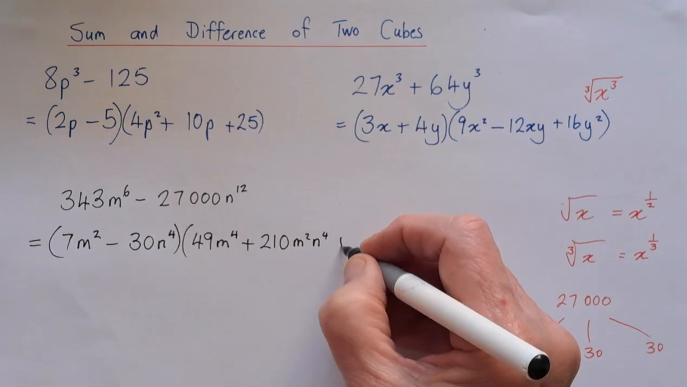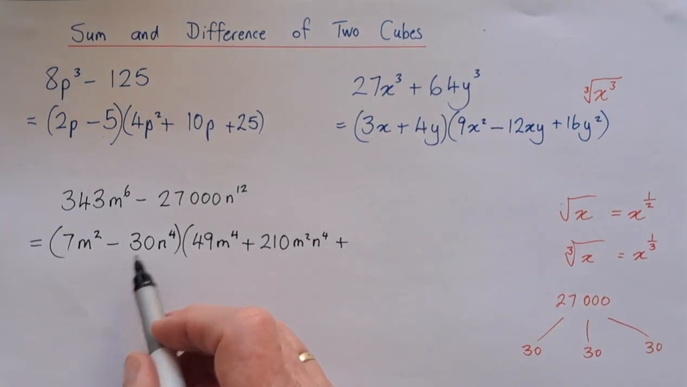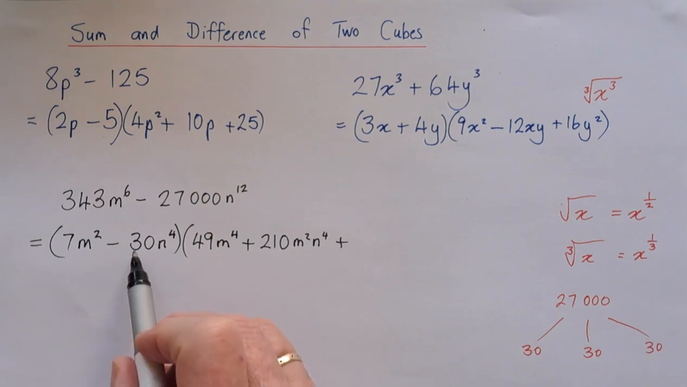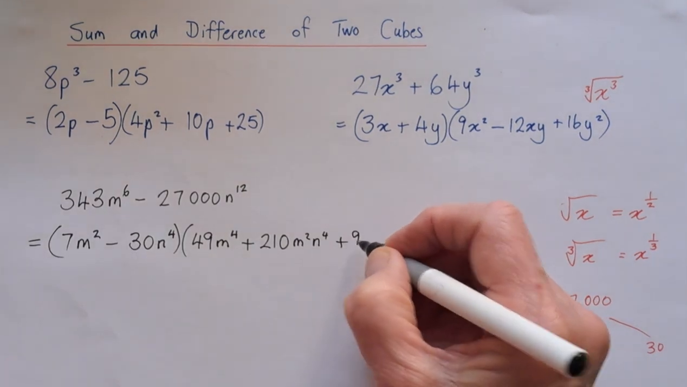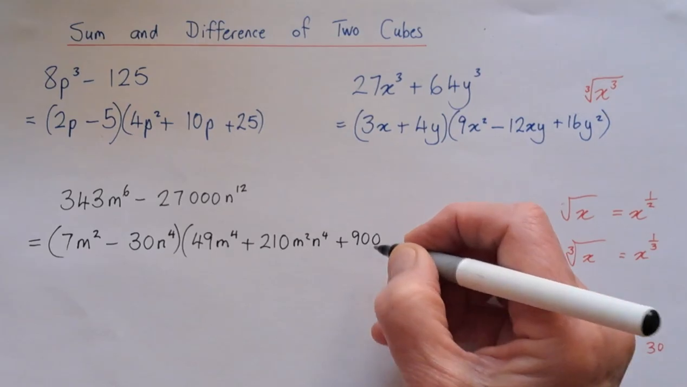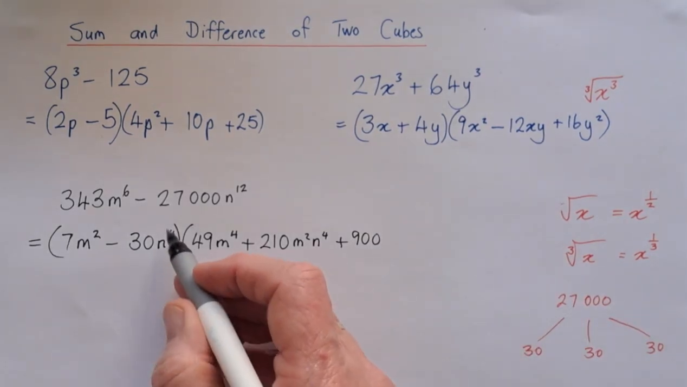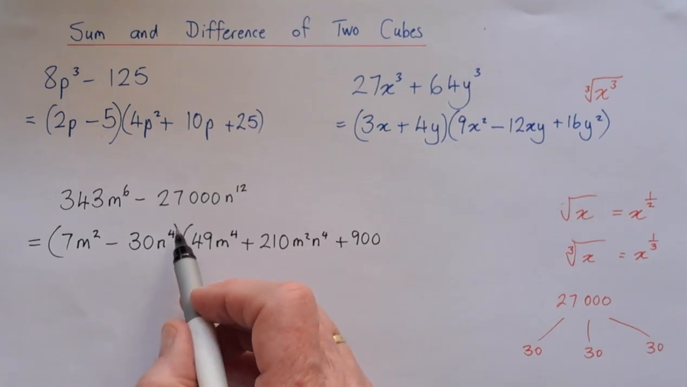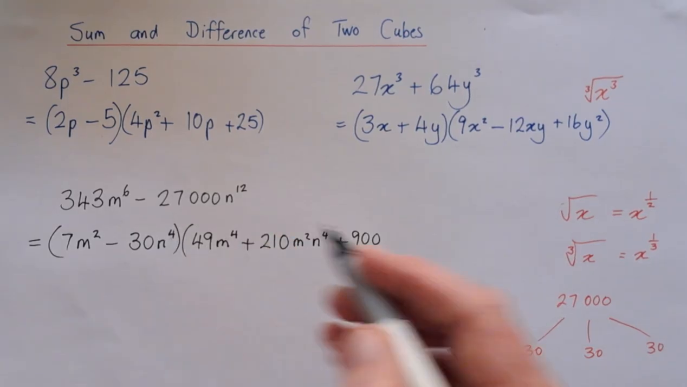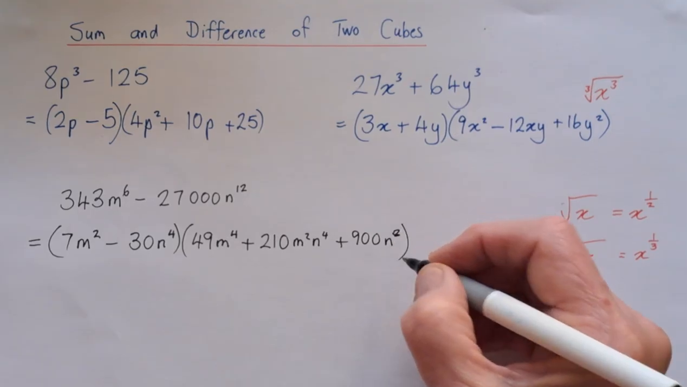The last term is always positive because we're squaring. So 30 squared, again, I'm going to say 3 times 3 is 9. And one of the 30s has a 0, and the other 30 also has a 0. And then n to the power of 4 raised to the power of 2 is going to be 4 times 2, which will be n to the power of 8.